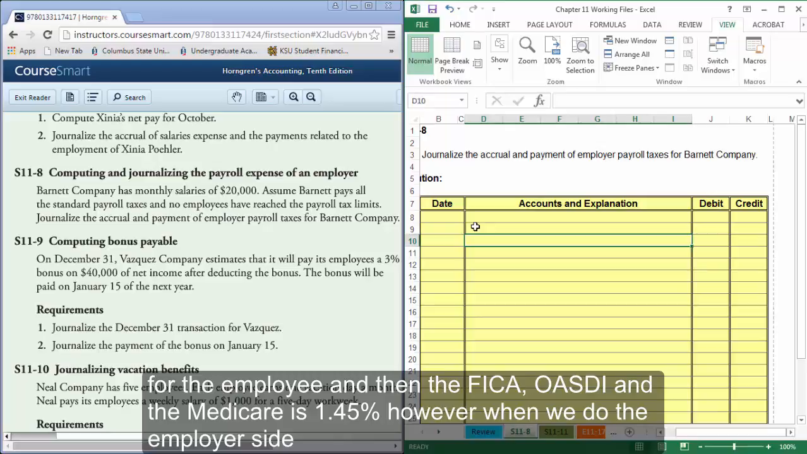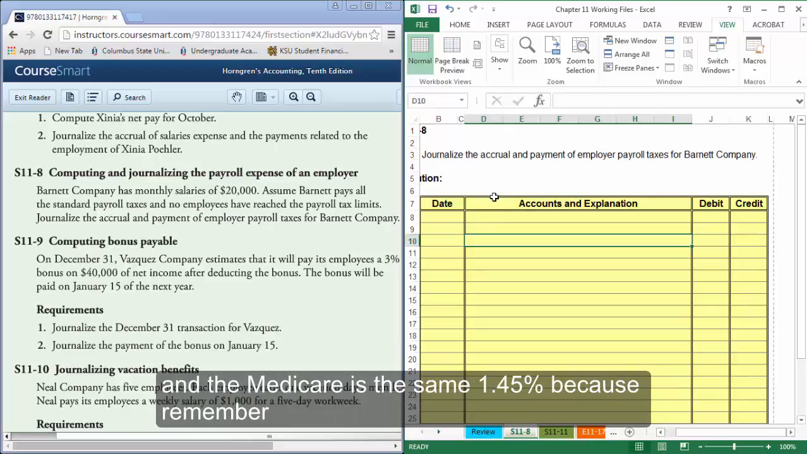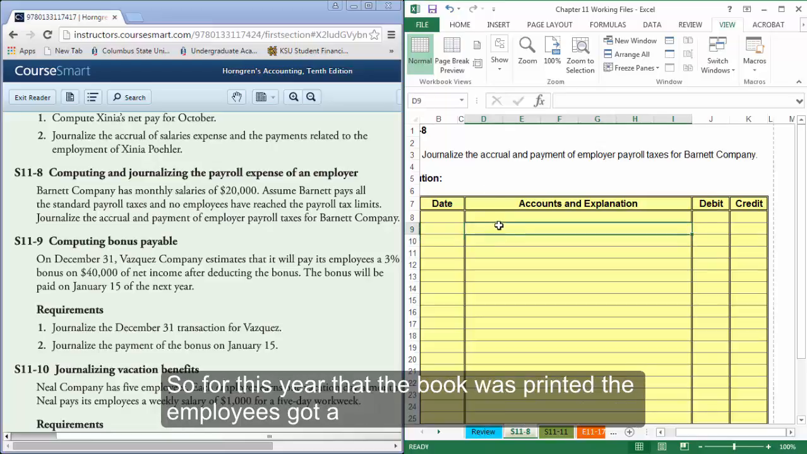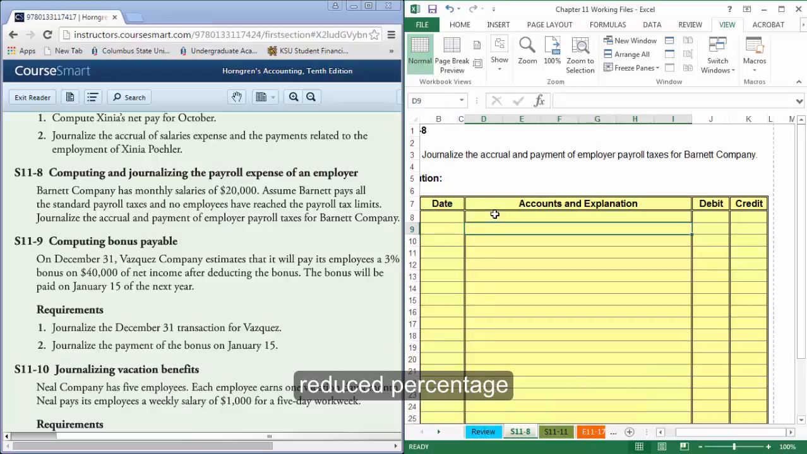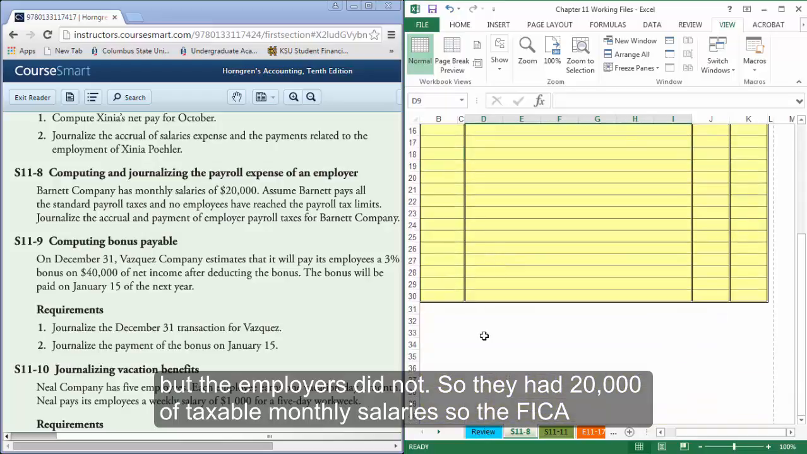However, when we do the employer side, which is what we're going to look at in exercise 8, the rate for the OASDI is the normal 6.2%, and the Medicare is the same 1.45%, because remember, employees have to pay FICA taxes and the employers match what the employees put in. All right, so for this year that this book was printed, the employees got a reduced percentage, but the employers did not. Okay, so they had 20,000 of taxable wages of monthly salaries.